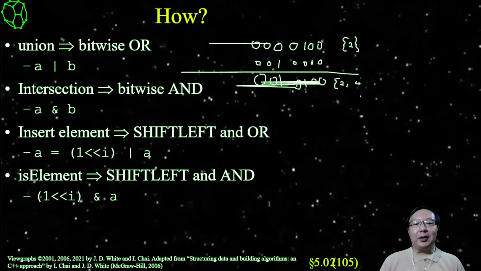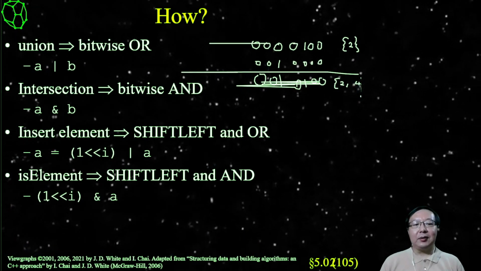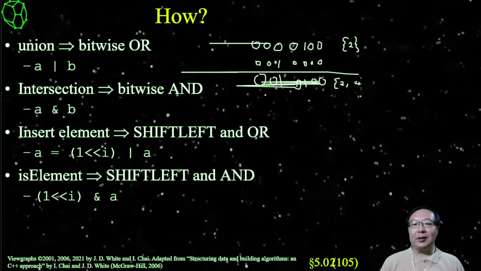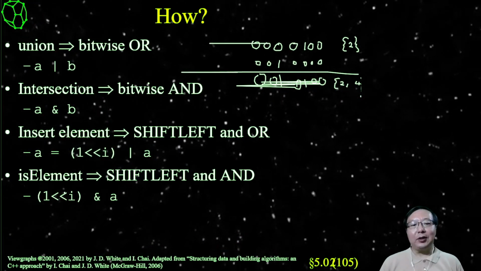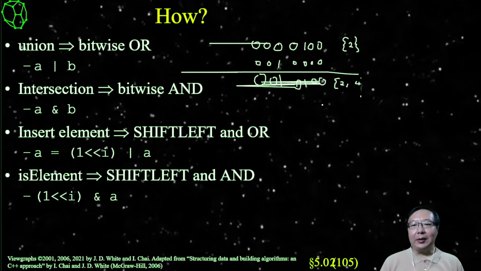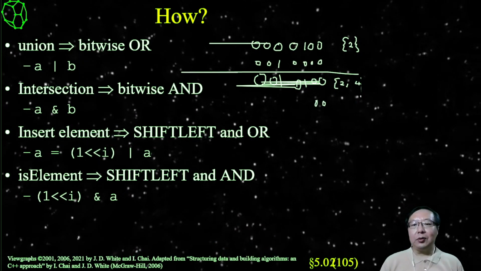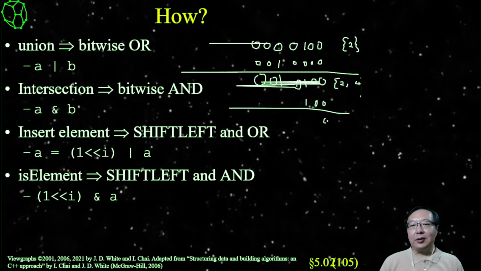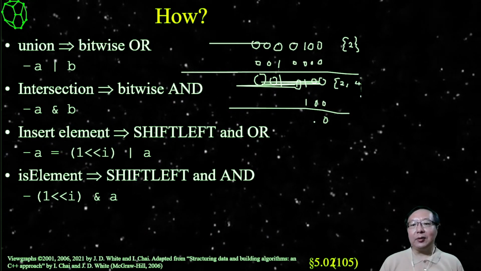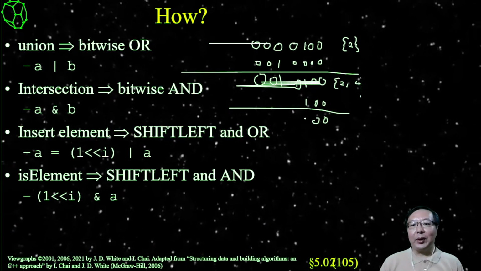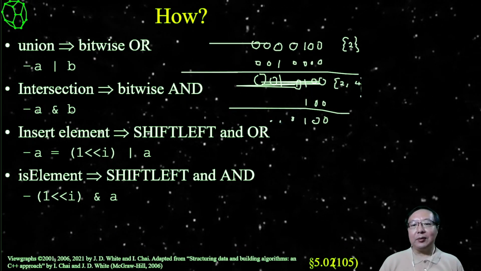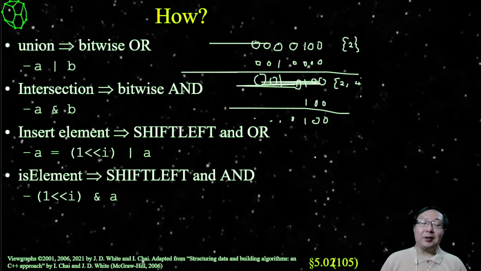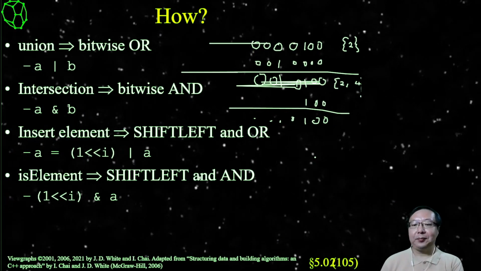Is element is shift left and AND. So we want to check to see if this set has 4 or has 2, let's say 2. Then you shift left 1, 2. So your 1 is here, and you AND it. 0 and 0 is 0. 0 and 0 is 0. 0 and 0 is 0. 1 and 1 is 1. And the rest are 0. Okay, so this is true, because it's not 0. Anything that's not 0 is true.